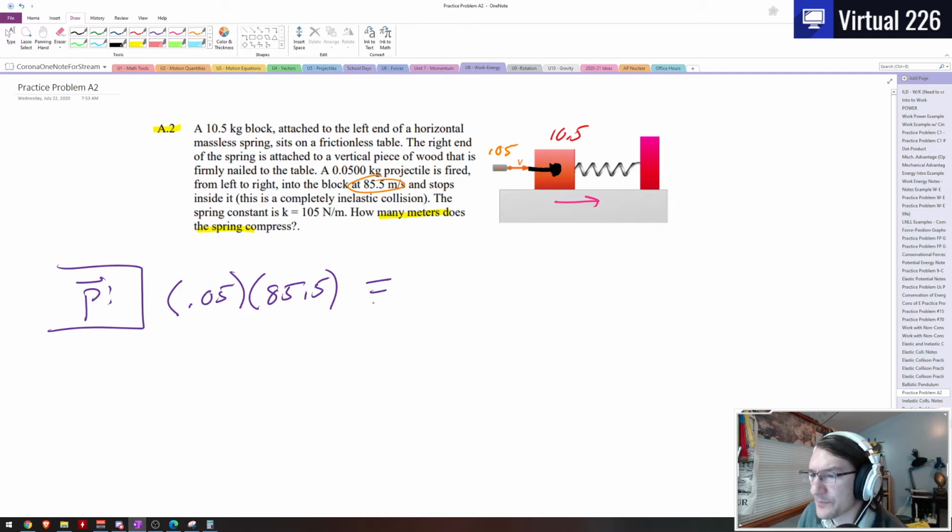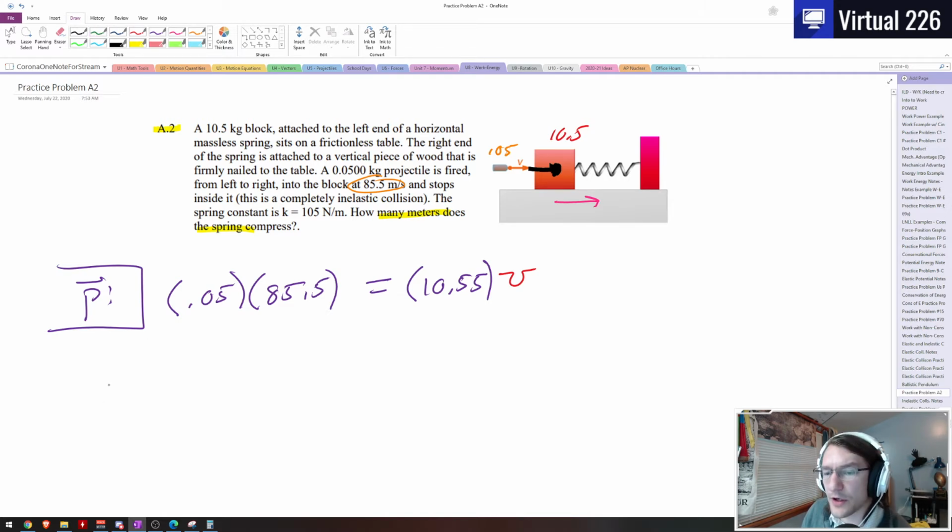So then we look at the final. On the final side of this, the bullet and block are stuck together. This is a completely inelastic collision because they've been stuck, so the masses are going to be combined. It's going to be 10.55 kilograms. And this block-bullet system, the combination of the two of them, is going to have some final velocity. We don't know what it is because that bullet's been lodged in there, and we need to figure it out.